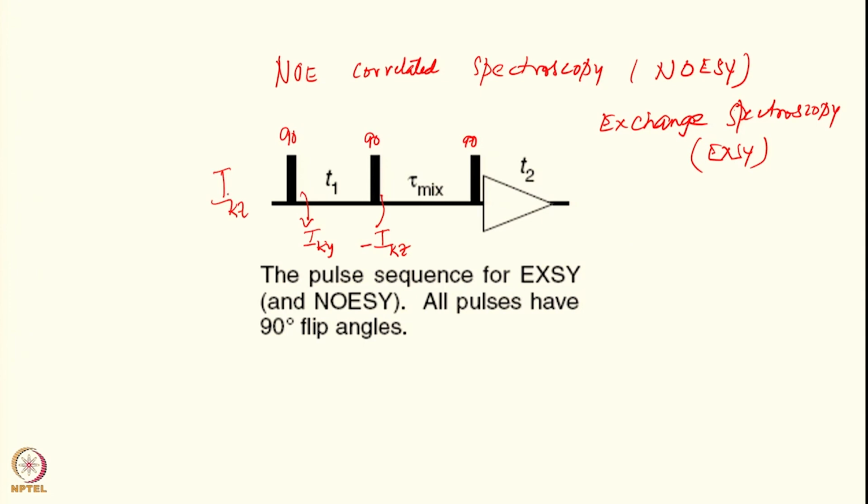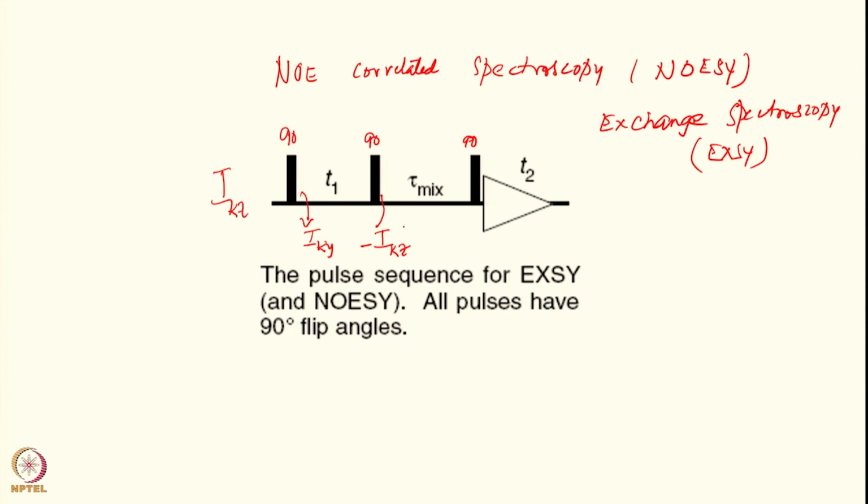We start with the equilibrium magnetization of the K spin, and at the end of the second 90-degree pulse, I will have the Z magnetization of the K spin, but now it carries with it the frequency label because of the evolution during the period t1.